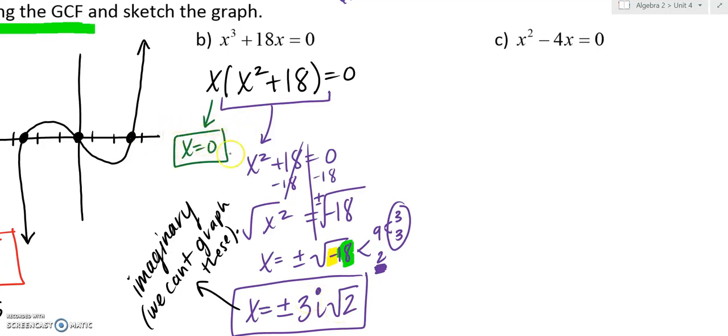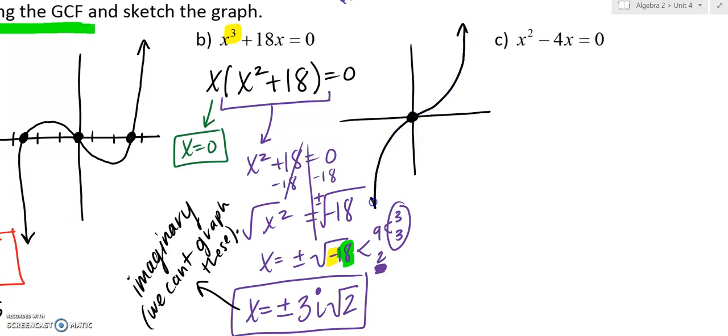So really the only thing I can see on my graph right here is x equals 0. So I'm going to take a quick second, form my x and y, and I'm going to plot my 0. I know it is a cubic function because it's to the third power, so I know it holds some type of shape like this. So that's about all I can do at this point.